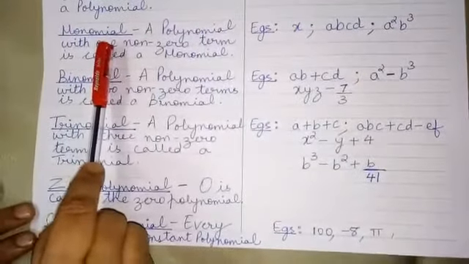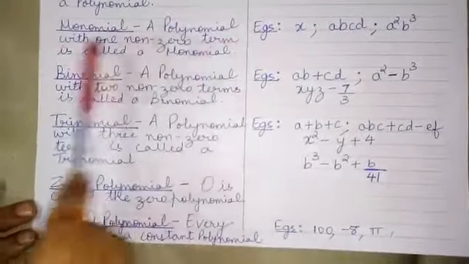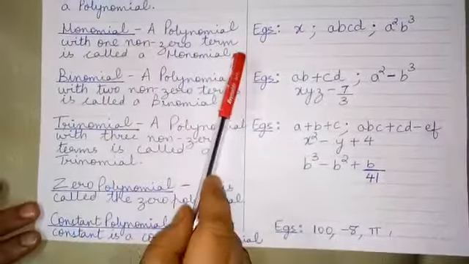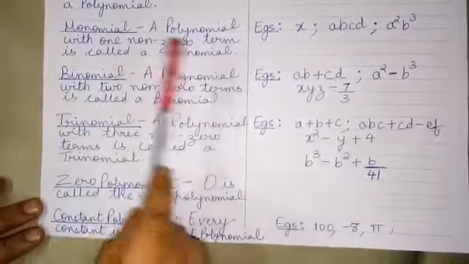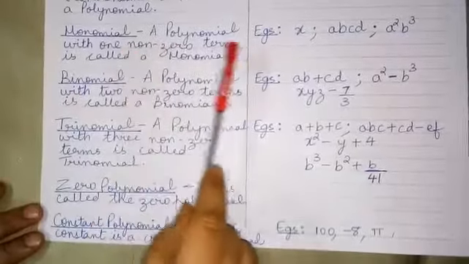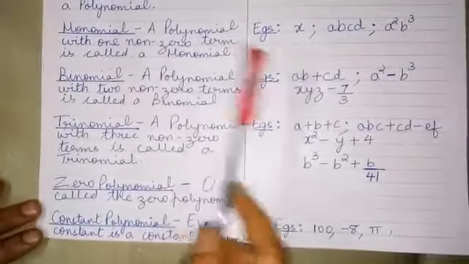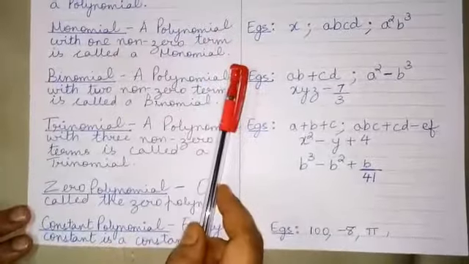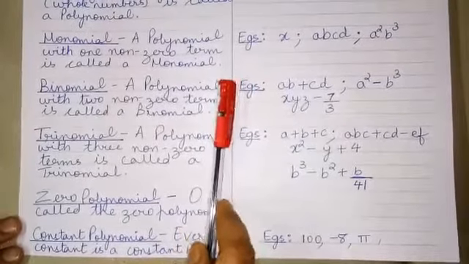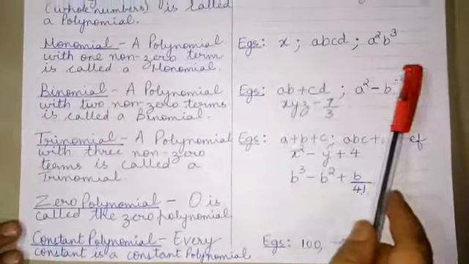What is a monomial? A polynomial with one non-zero term is called a monomial. What do we understand by the phrase non-zero term? The term should not be a zero. Non-zero meaning the term should not be a zero. See some examples of monomials here.